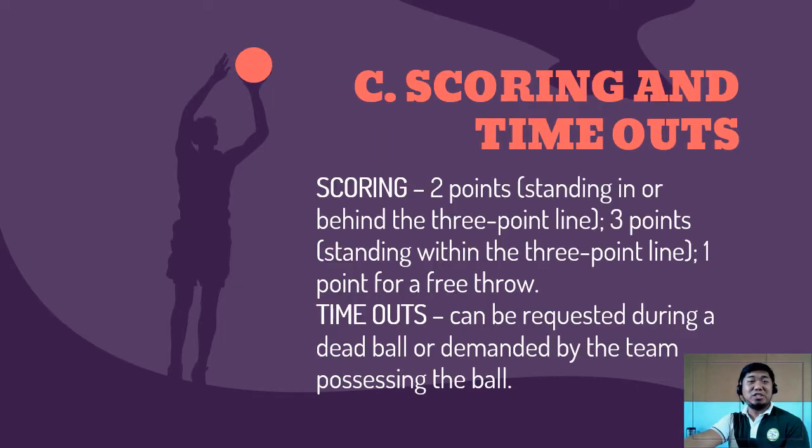A player can score either 2 or 3 points depending on the area where he shoots the ball. Scoring 2 points, standing in or behind the 3 point line. 3 points, standing within the 3 point line. 1 point for a free throw. Each team gets a total of 5 timeouts for the entire game. Timeouts can be requested during a dead ball or demanded by the team possessing the ball.